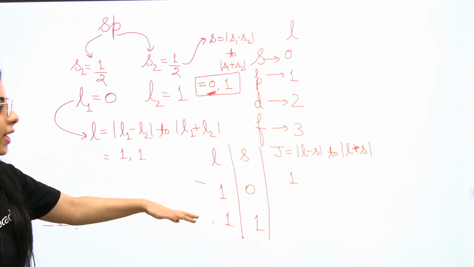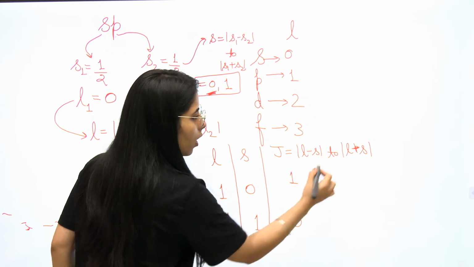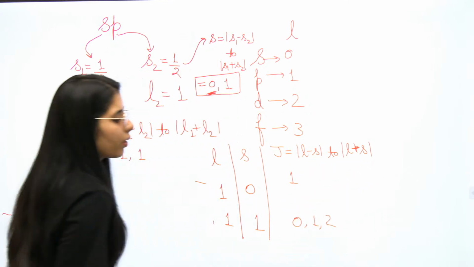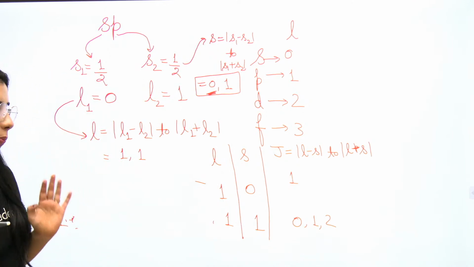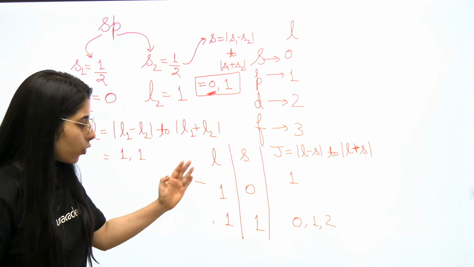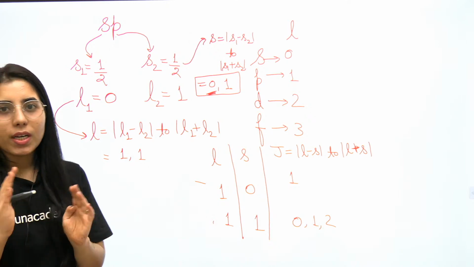How many values are you getting? 0, 1 and 2. Because 0, 1 minus 1 is 0, and 1 plus 1 is 2, but the gap or the difference of 1 should be there. So that's how you are getting 3 values: 0, 1 and 2. Clear? So you have got to know about the J values, the L value, and the S values after considering S1 and S2.